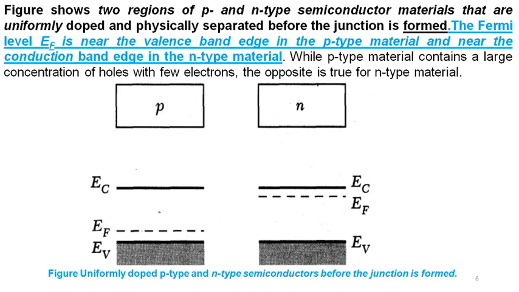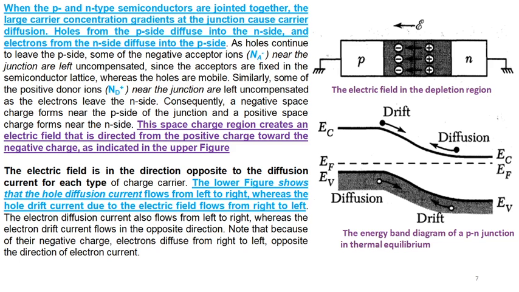Here it shows the two regions, the P and N type semiconductor, physically separated. In P type semiconductor, you know, the majority charge carriers are the holes and minority charge carriers are the electrons. In N type semiconductor, the majority charge carriers are the electrons and minority carriers are the holes. Here is the energy diagram showing that in P type, your Fermi level is near the valence band edge, and in N type semiconductor your Fermi level is near the conduction band edge. Now see, in this PN junction module we will mainly deal with the depletion region, which is also called the space charge region.